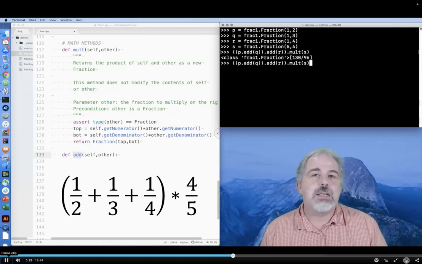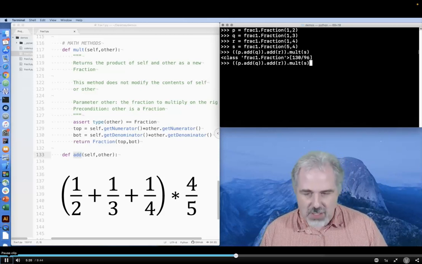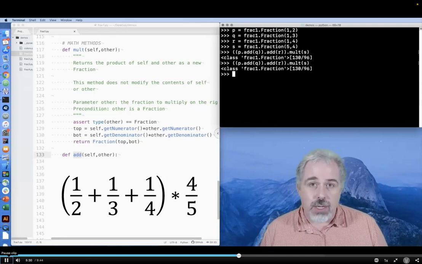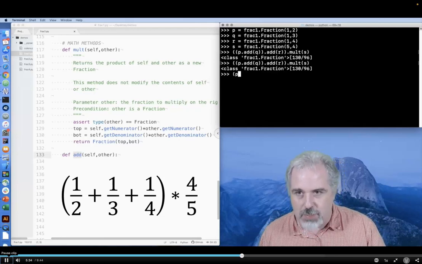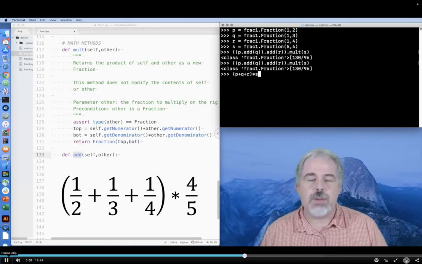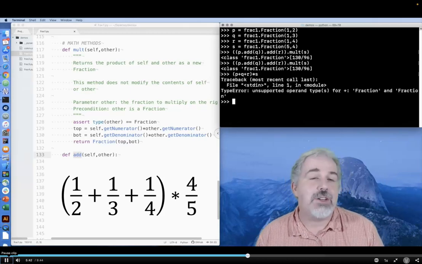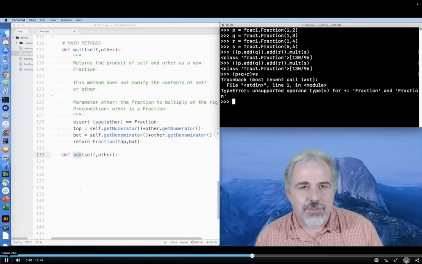Well, that implies that maybe I could do something better in Python. What could I do instead of this? Let's think about what I actually want to do. What I really want is to treat a fraction like a number. I want to be able to write an expression like P plus Q plus R times S. Now, if I hit return, you're going to say, well, you can't do that because I don't know how to add a fraction with a fraction. But what if Python did?